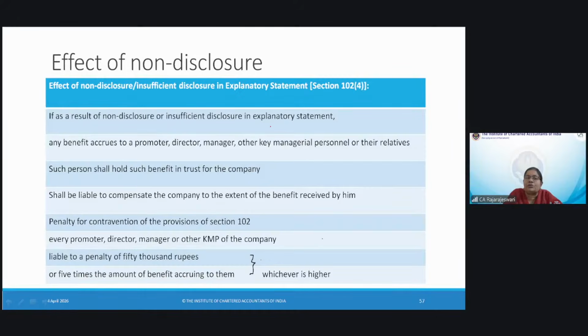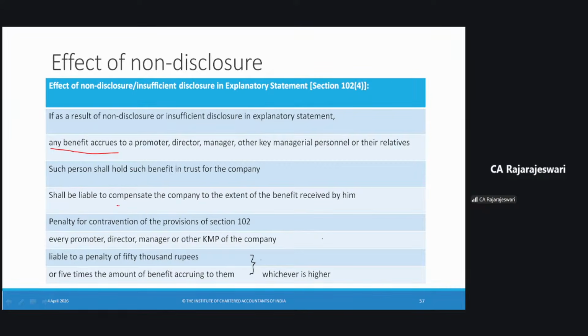Then there is the effect of non-disclosure. All these disclosures you have to make, but if it is not sufficient, that is non-disclosure or insufficient disclosure. In that case, if any benefit accrues to any promoter, then he has to compensate the company to the extent of benefit received by him. Whatever is his profit, whatever is his gain, it could be monetary benefit or any gain, whatever he has benefited, he has to compensate the company for the benefit derived.